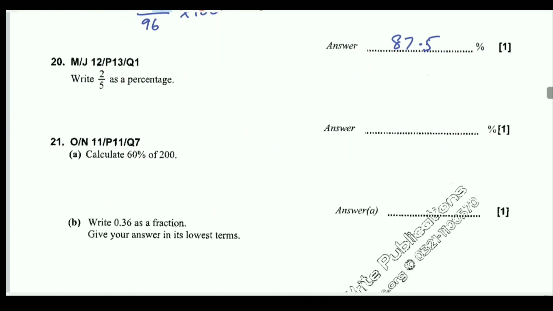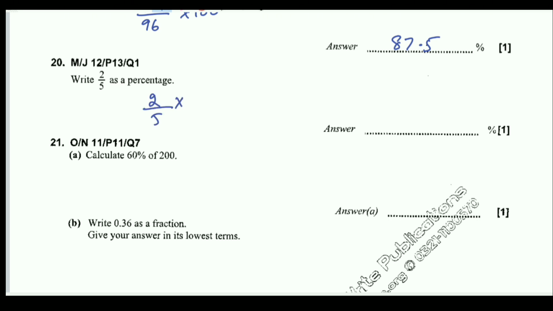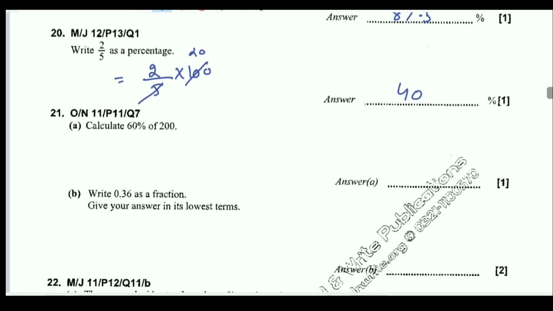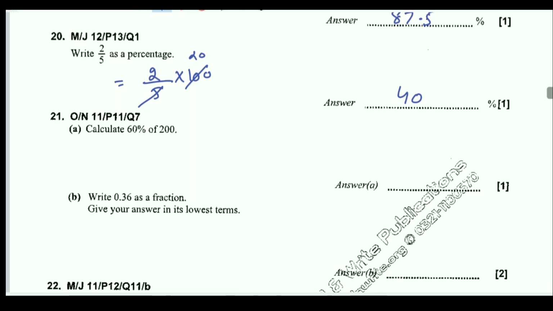So write 2 by 5 as a percentage. Writing 2 by 5 as a percentage means you will multiply it by 100 and simplify. 40 will be your final answer. If you are going to write any number as a percentage, simply multiply it by 100.